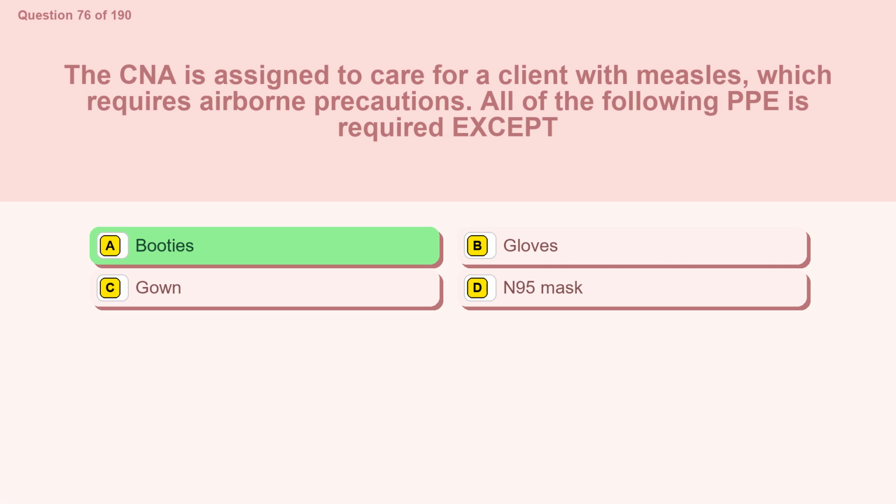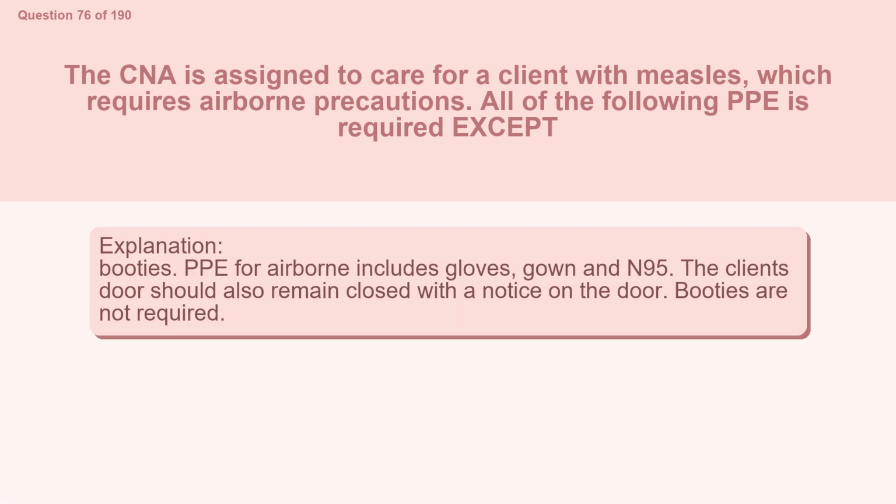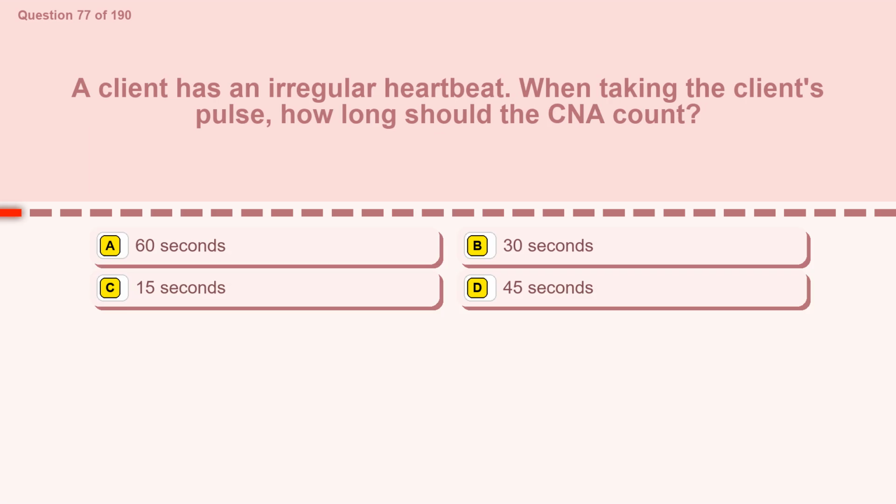The correct answer is option A, booties. PPE for airborne includes gloves, gown, and N95. The client's door should also remain closed with a notice on the door. Booties are not required.